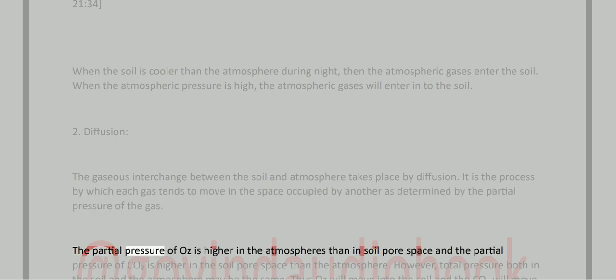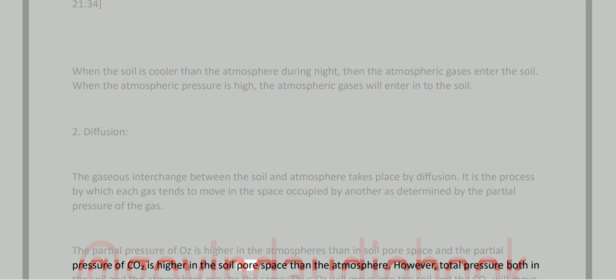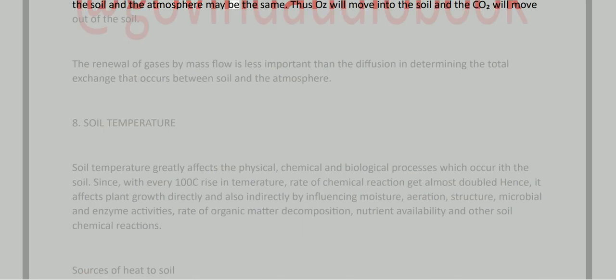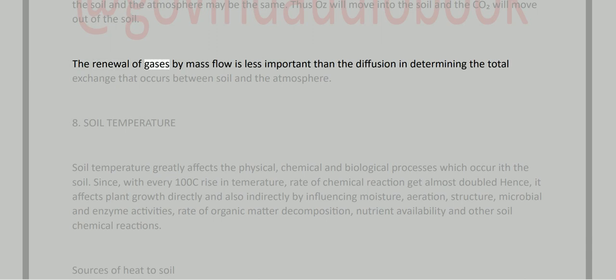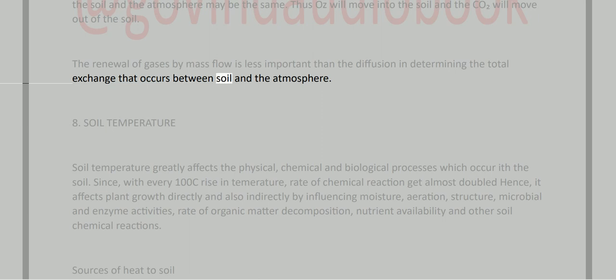The partial pressure of O₂ is higher in the atmosphere than in soil pore space, and the partial pressure of CO₂ is higher in the soil pore space than the atmosphere. However, total pressure both in the soil and the atmosphere may be the same. Thus O₂ will move into the soil and the CO₂ will move out of the soil. The renewal of gases by mass flow is less important than diffusion in determining the total exchange that occurs between soil and the atmosphere.